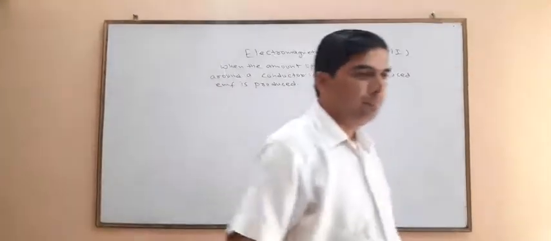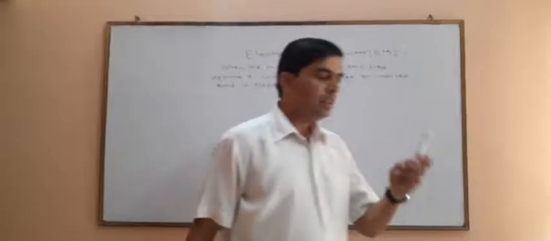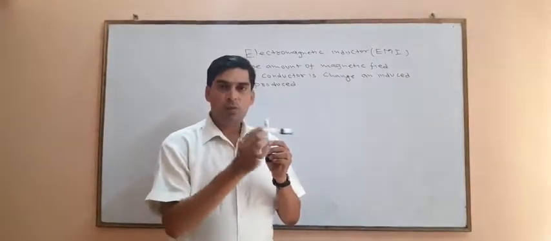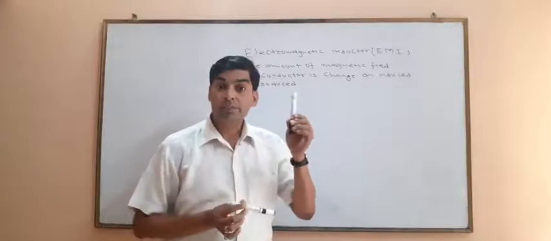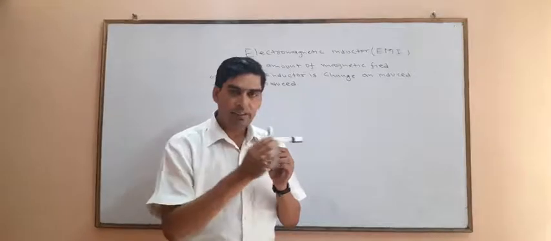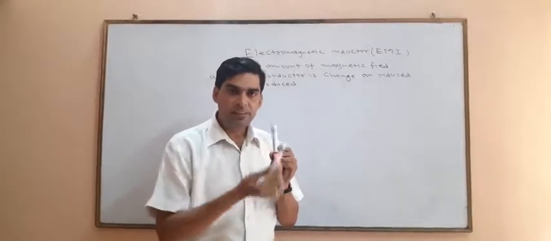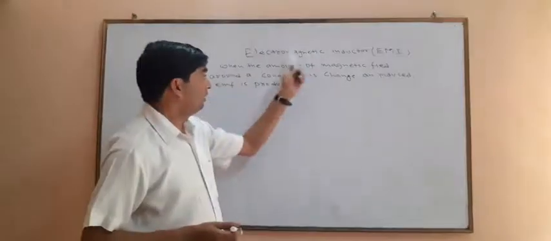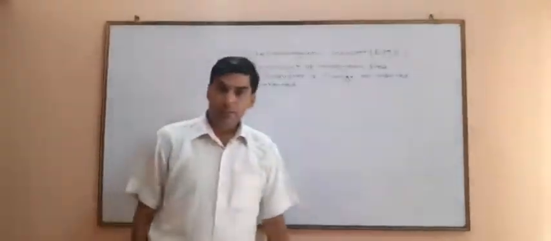Suppose this is a conductor, and here we are bringing a magnet. If we move this magnet around it, that means we are changing the magnetic field around it. It's a conductor, it's a magnet, we are moving it. So the magnetic field is getting changed. At that time, a current will be induced in this, and this concept is known as electromagnetic induction.